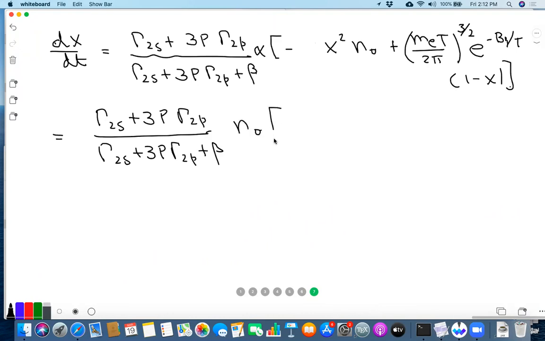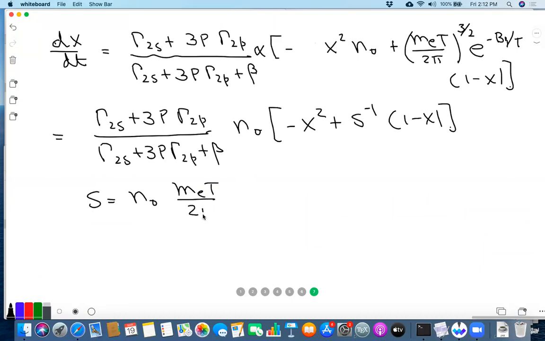Let's take n naught out. And I'll write this as minus x squared plus s inverse times 1 minus x, where s is basically the inverse of whatever comes here. So it's n naught times m_e over 2 pi to the minus 3/2, e to the power of B1 by T. This factor, if you remember, we had seen earlier while studying the result assuming equilibrium.